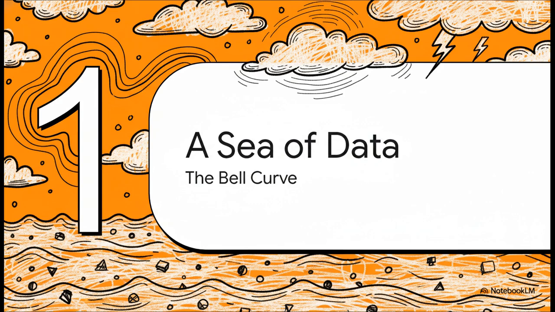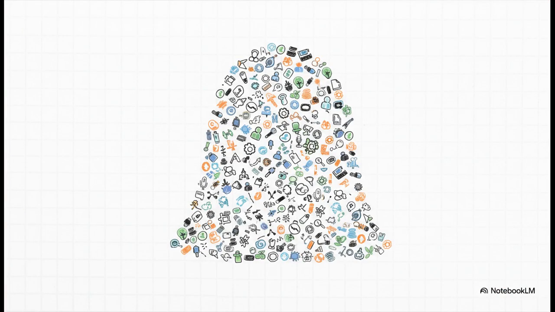So let's jump right in. To answer that question, we first have to get a feel for the landscape where all this data lives. You know, what's so amazing is that if you plot out a ton of real-world data, this one particular shape just keeps showing up again and again. You probably know it as the bell curve, but its official name is the normal distribution. It's almost like it's nature's favorite pattern.